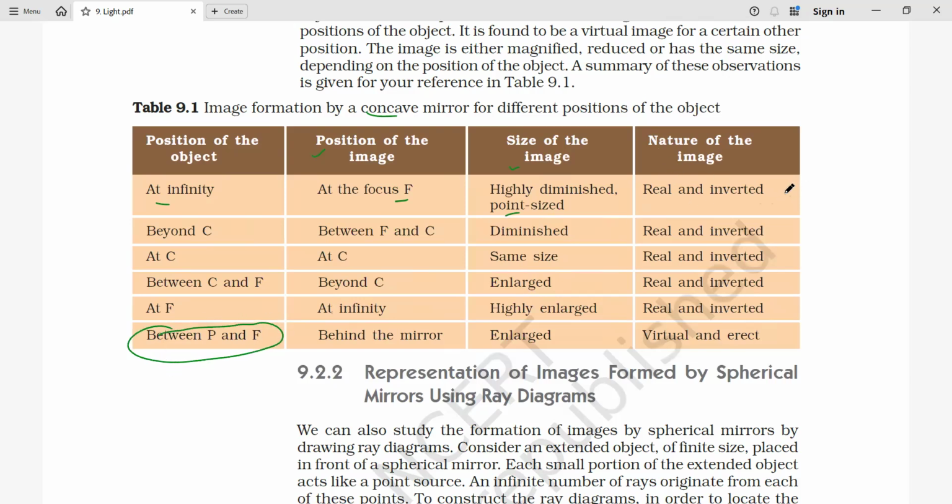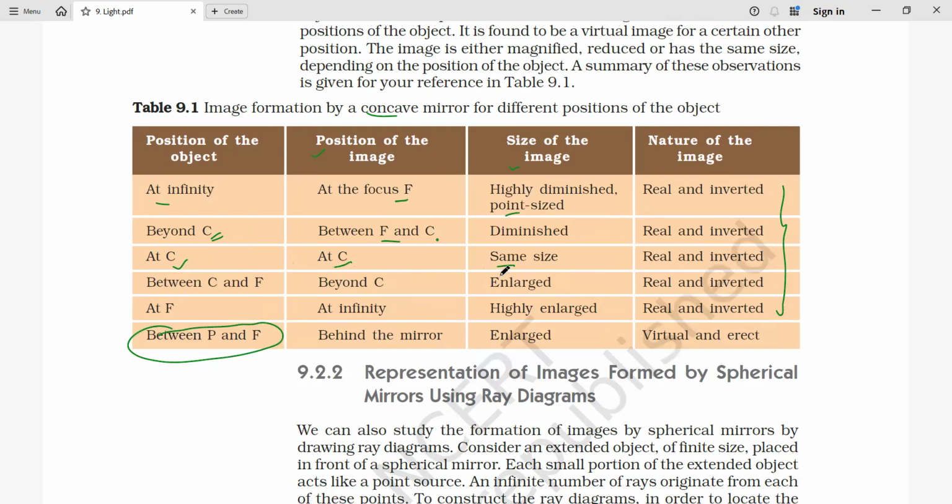Remaining all nature is real and inverted, except when the object lies between pole and focus. Now beyond C, where C is the center of curvature, the image is going to be between F and C. So now the object is coming close to the mirror and the image is moving away from the mirror. Earlier it was at F, now it is between F and C. The image is also diminished, real and inverted. Now the object is at C, the center of curvature, so the image is at C, moving away from the mirror, and here it is equal in size, the same size.